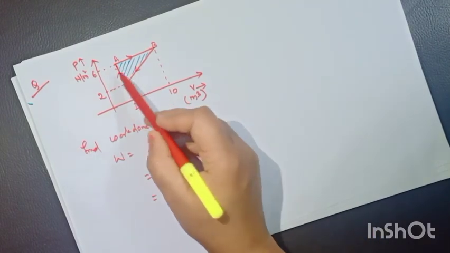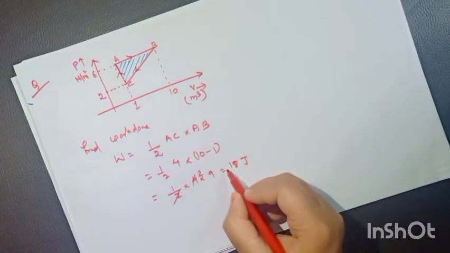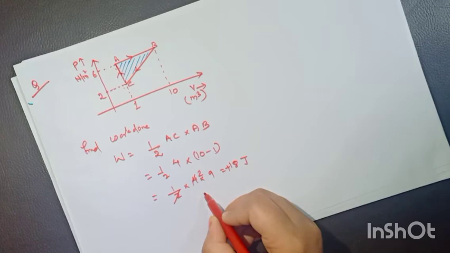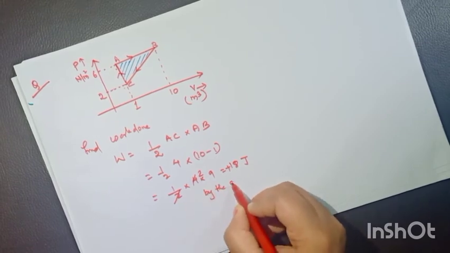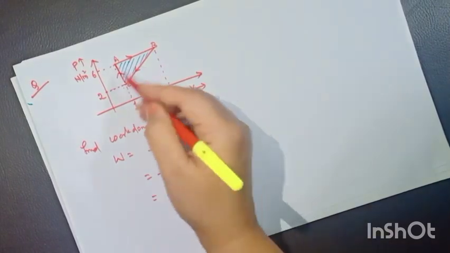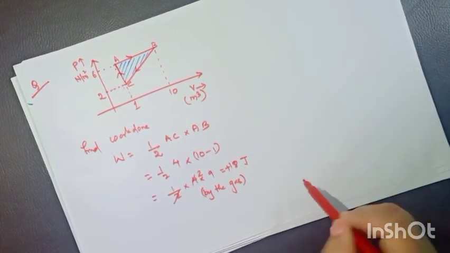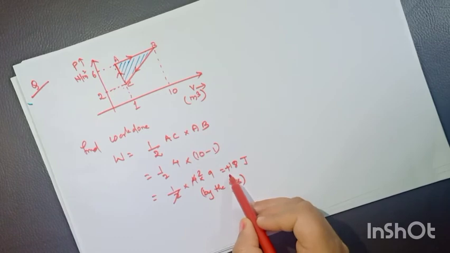Since the cyclic process is a clockwise process, the work done will be positive, or the work is done by the gas. If it is an anti-clockwise cyclic process, the work will be done on the gas and the work done will be negative.